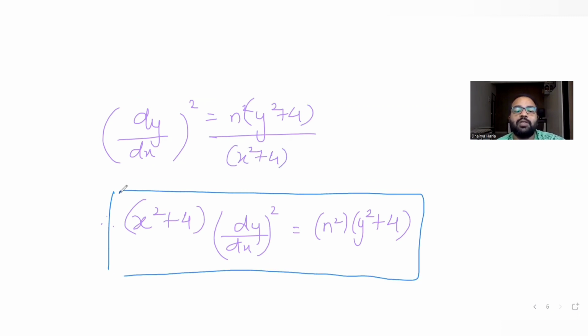matches with the question asked, and the option which matches is A. So the answer for this question becomes A, because A is the only option which matches with the options given to us in the question. I hope you have understood how to find the derivative of parametric equations.